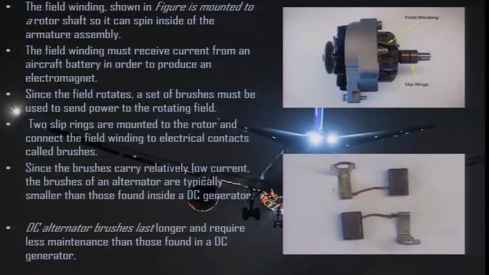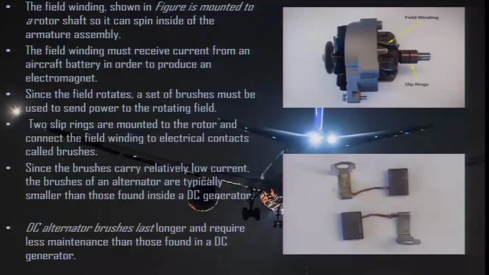Since the field is rotating, a set of brushes must be used to send power to the rotating field. Two slip rings are mounted to the rotor and connect the field winding to the electrical contacts called brushes.